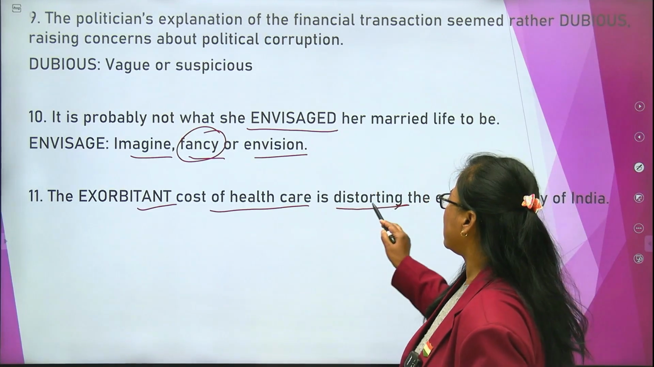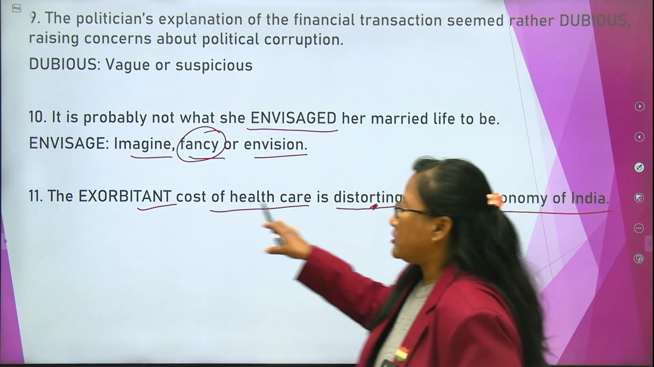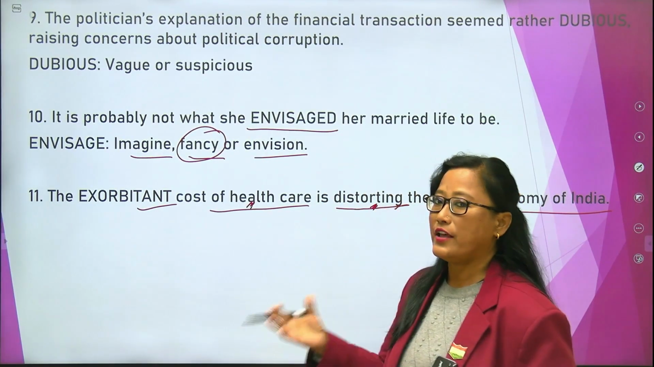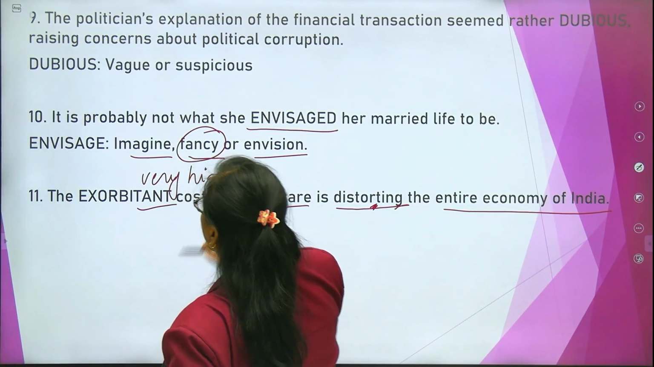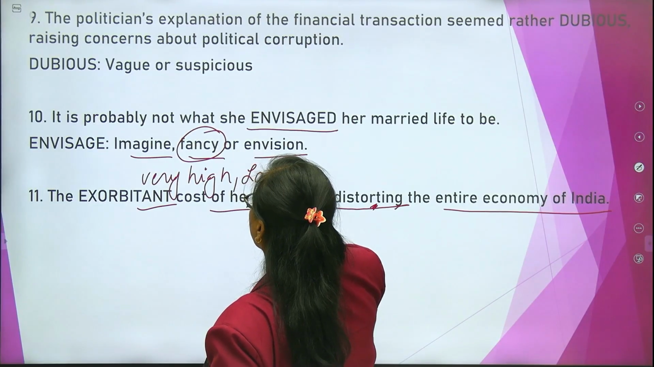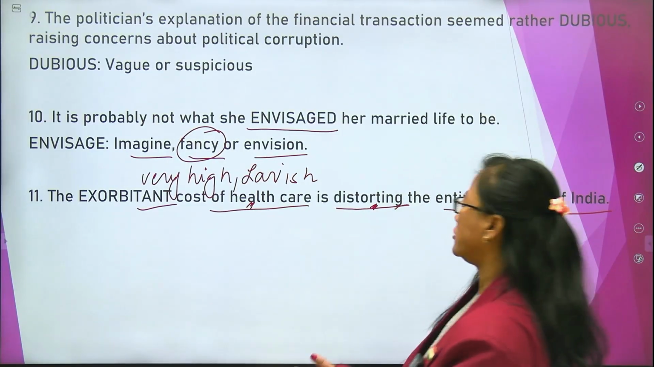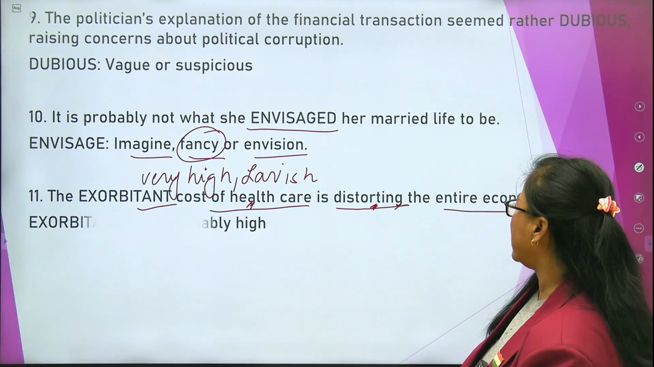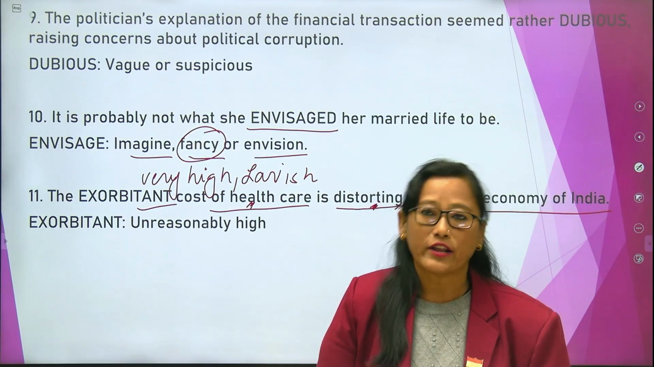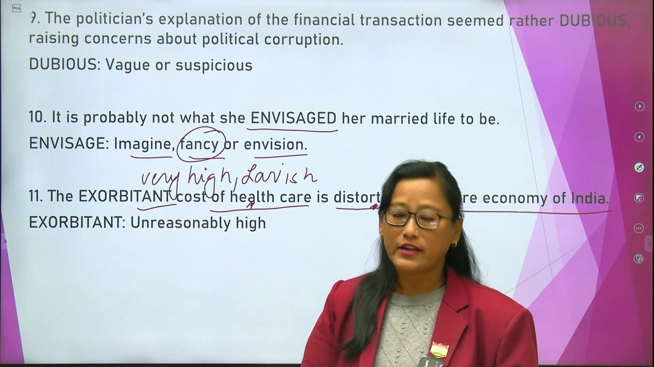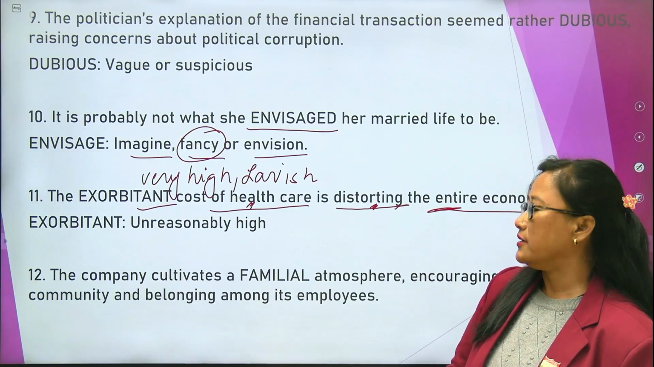So distorting means making something very bad, the entire economy of India. Just imagine the price of healthcare, as I said, it is very high. The meaning of exorbitant is very high; you can say lavish. So because the cost of healthcare is very high, what is it doing? It is distorting the economy of our country. It is making the economy of our country very bad.